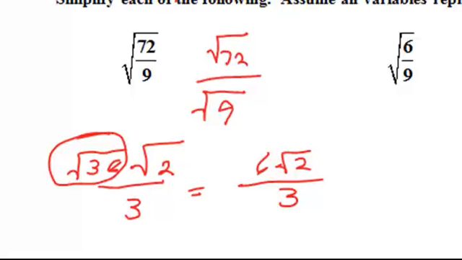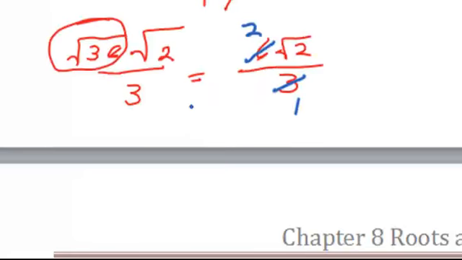Simplify our fraction. So 3 goes into 3 once, 3 goes into 6 twice, and we're left with 2 square root of 2 over 1. So I'm just going to write 2 square root of 2. Ew, running out of room here. Okay.